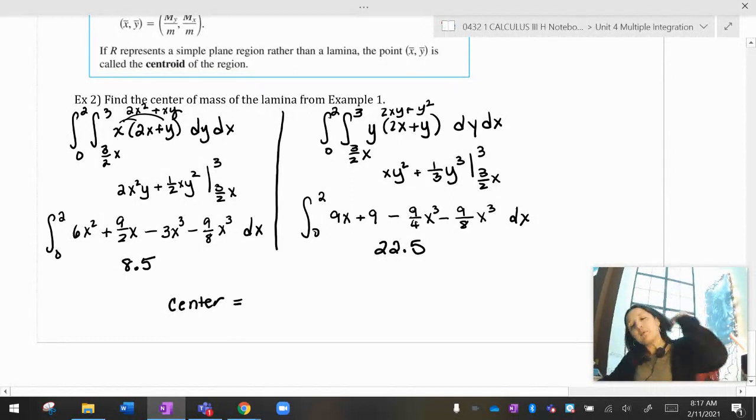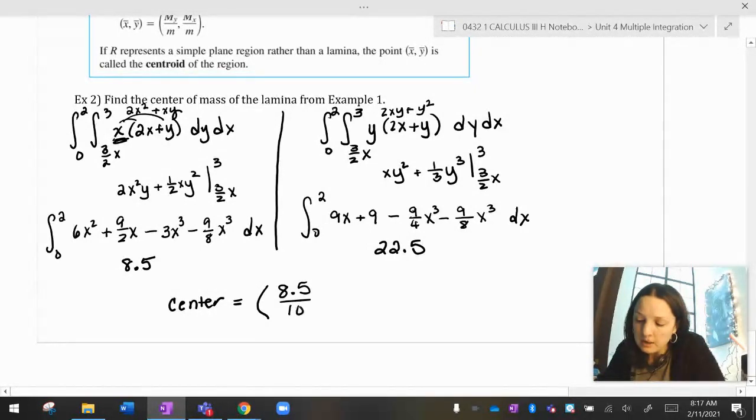So I got 8.5 and 22.5 as my moments. And so I'm going to take those and divide them by the mass and get my center. So the thing that got multiplied by x is going to help me get my x coordinate. So my center is going to be 8.5 divided by 10 and 22.5 divided by 10, which gives me a center of mass of 0.85, comma 2.25.